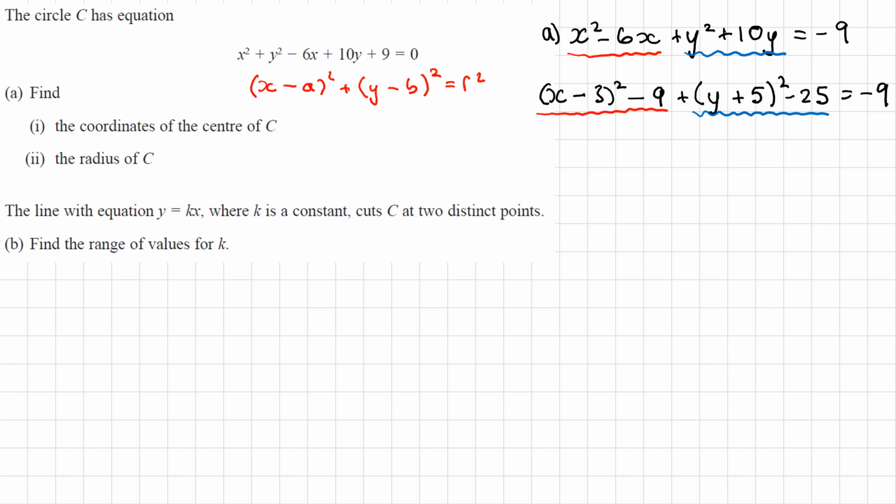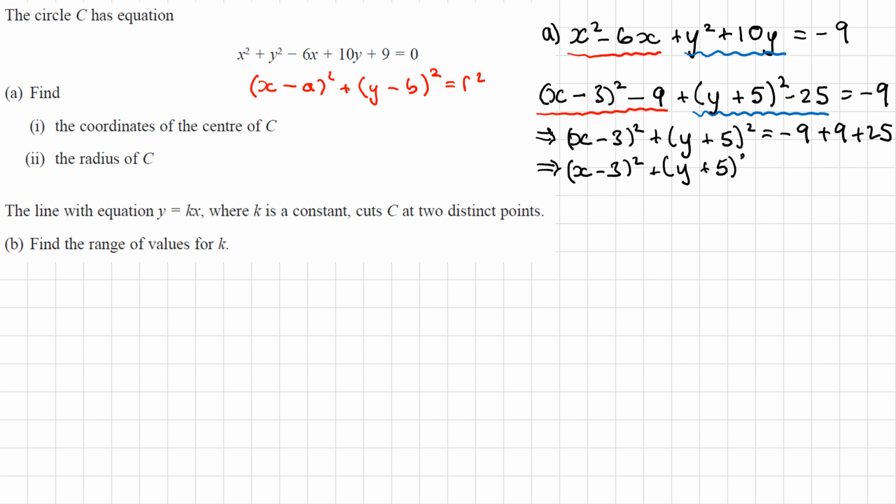So let's move all of the numbers across. So now I'll have x minus 3 all squared plus y plus 5 all squared is equal to negative 9, and then add 9 to both sides, and then add 25 to both sides. So that's going to give me x minus 3 all squared plus y plus 5 all squared is equal to 25. So from that, very clearly, I can see the coordinates of the centre. That's going to be (3, negative 5).